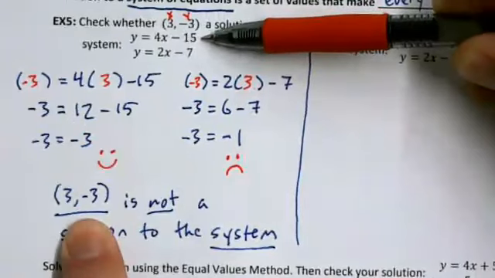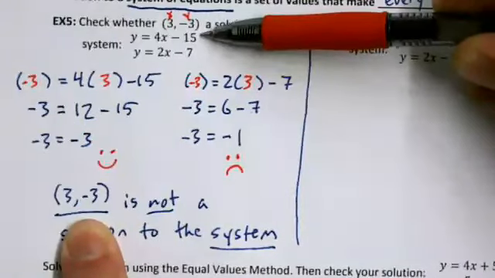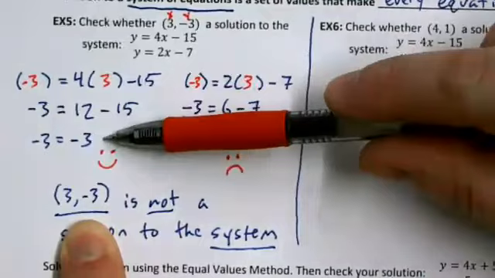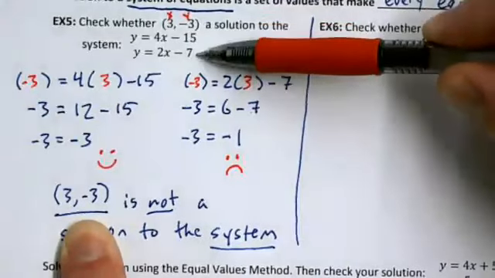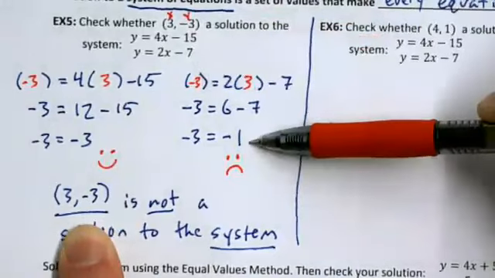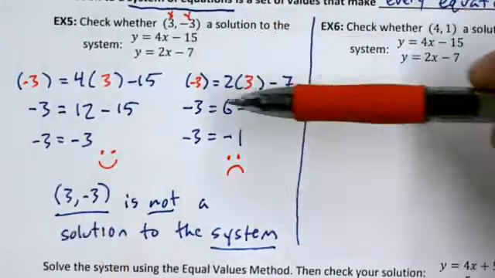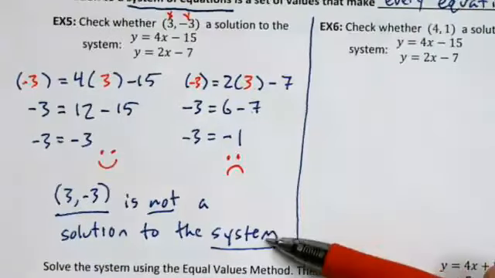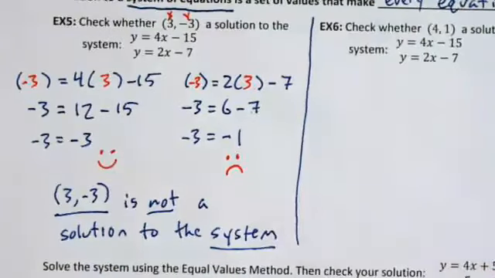Is 3 comma -3 a solution to the first equation? Yes or no? It is a solution to the first equation because it made the first equation true. Is it a solution to the second equation? No, because it did not make a true statement. And since we didn't get 2 yeses, it's not a solution to the system. So it's got to be a solution to every equation, which means you got to check them both. Could I get you guys to go through this process for 4, -1 in the next system?